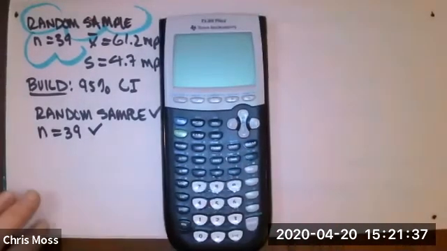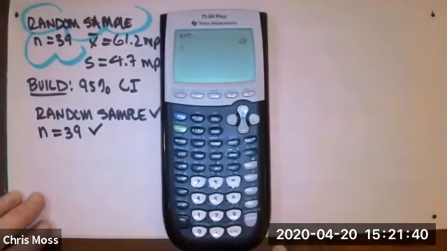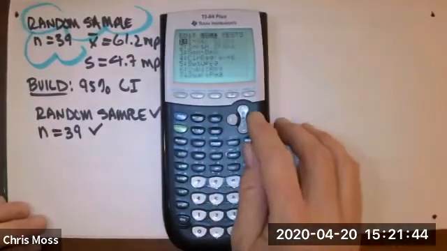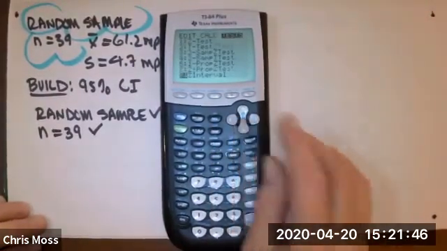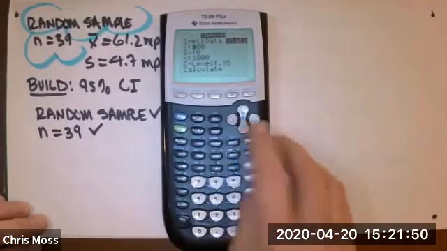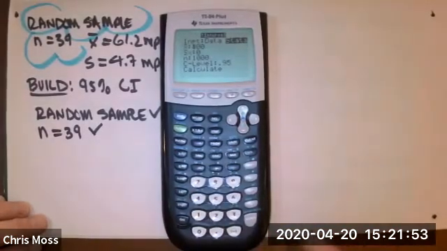Now, my calculator comes over to play. I turn him on, and under stat, over under tests, I find T Interval. I have statistics. In this particular case, the mean is 61.2 miles per hour.